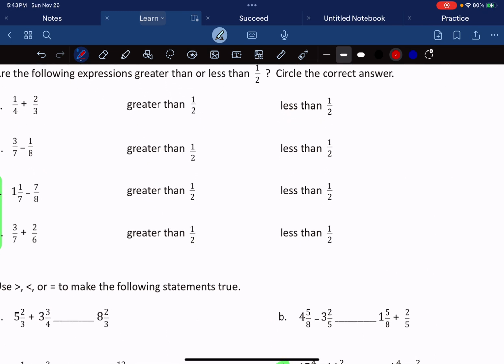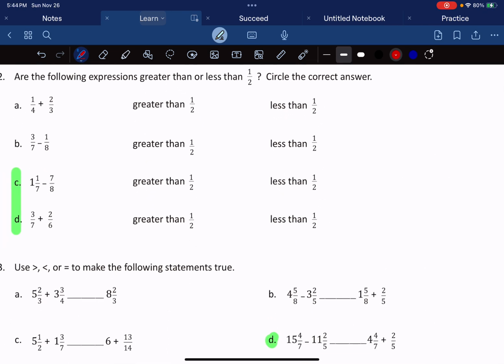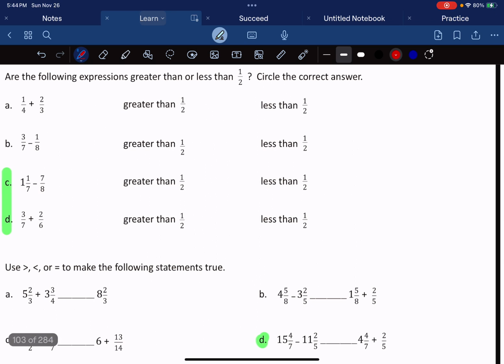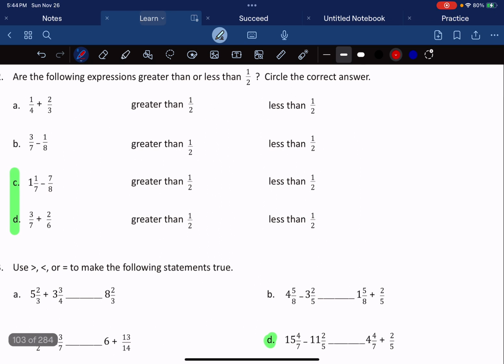So let's look at C. I have 1 and 1/7 minus 7/8. So I'm going to come over here and write this. 1 and 1/7 minus 7/8.